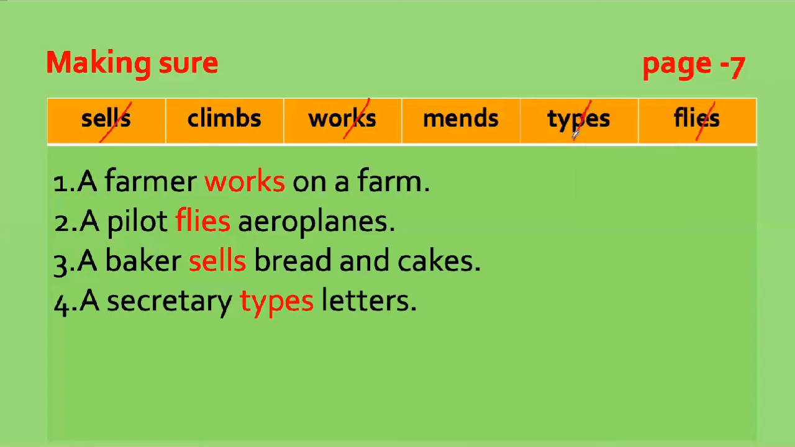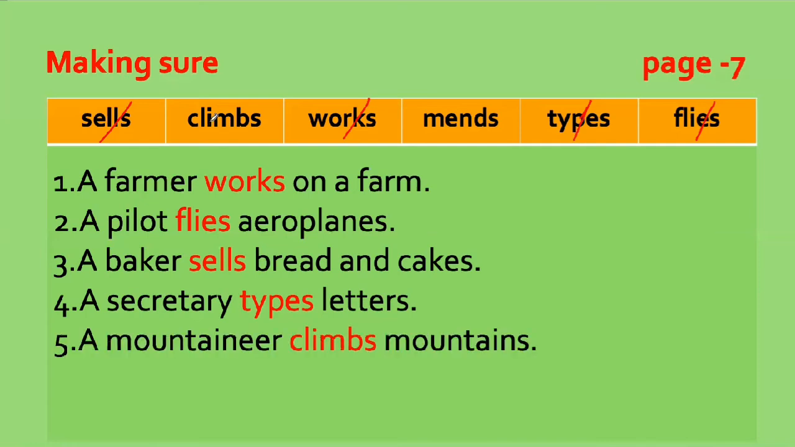Moving to the next sentence, a mountaineer dash mountains. What can a mountaineer do? Mends mountains? No. Climbs mountains? Yes. A mountaineer climbs mountains. So let's just cut the verb climbs. Now the last one, a plumber dash burst pipes.